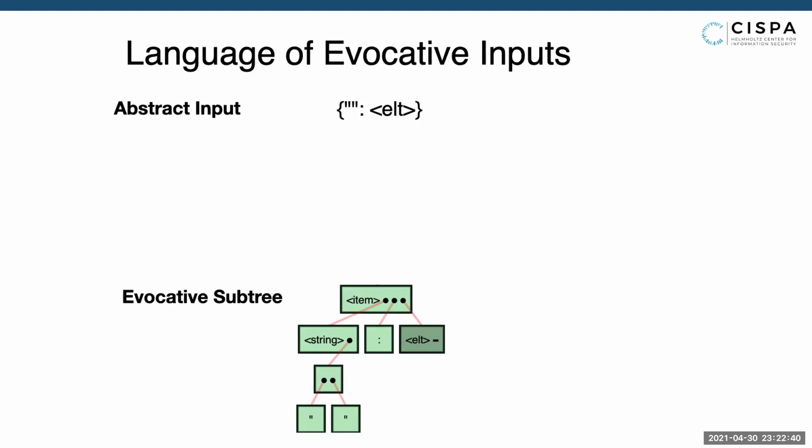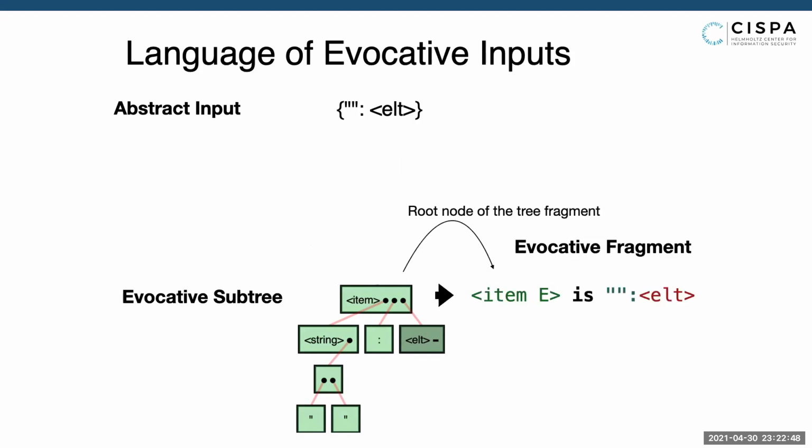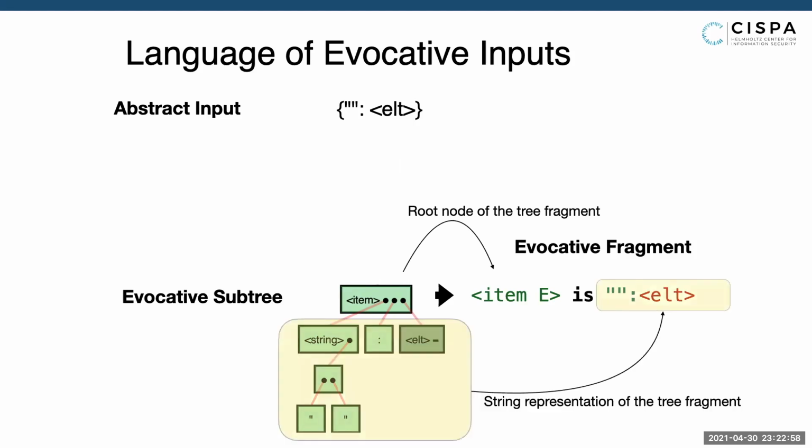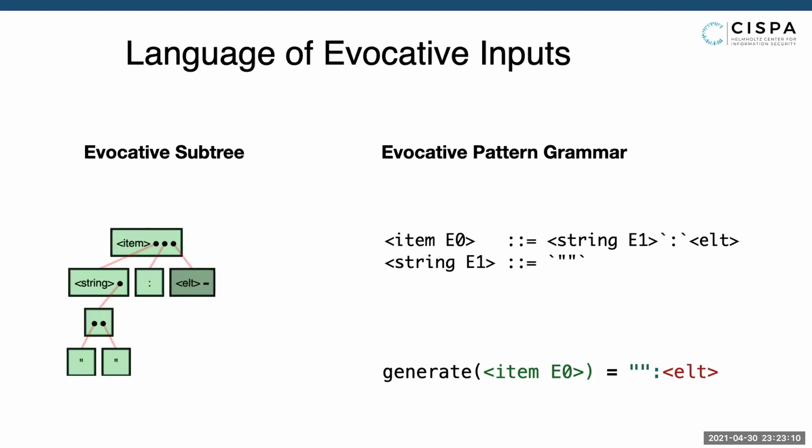Once we have the evocative subtree, we can simply collapse it for the evocative fragment. The root node of the tree becomes the name of the evocative fragment. Here, we name our evocative fragment item E. The body of the tree is collapsed, with abstract patterns left as they are. This becomes the definition of the evocative fragment. In our example, the body is the empty string colon non-terminal ELT. The next step is to linearize this evocative subtree into a linear grammar that will precisely reproduce this tree.